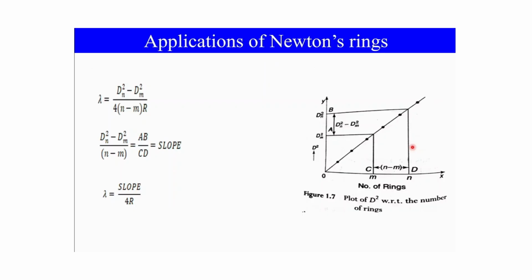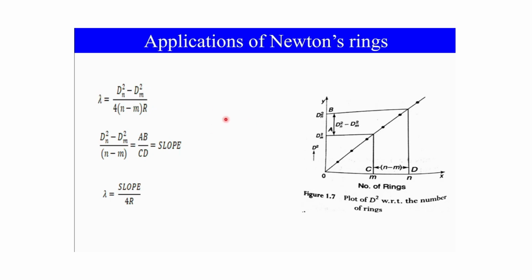Now using the formula, lambda is equal to Dn square minus Dm square divided by 4 into (N minus M) into R. By substituting the respective values from the table, Dn square value, Dm square value, the nth ring number and the mth ring number, and the radius of curvature of the plano-convex lens, we can calculate the wavelength of the given light source. This is the experimental point of view.